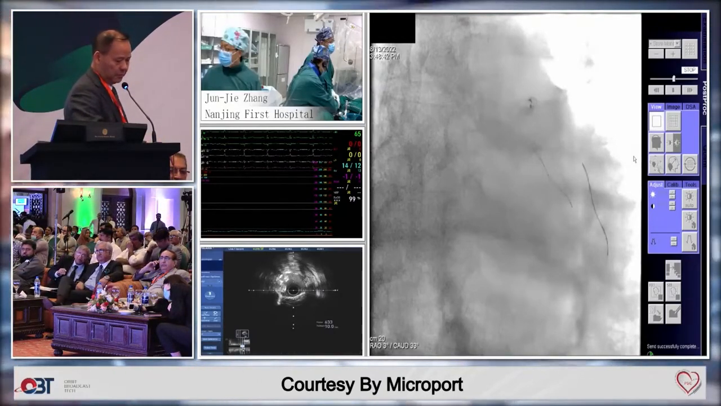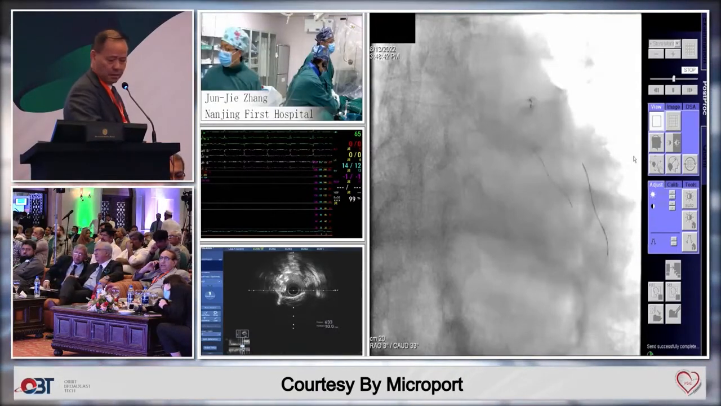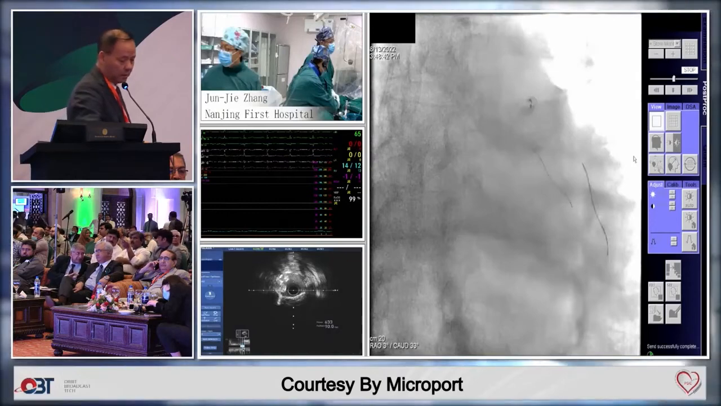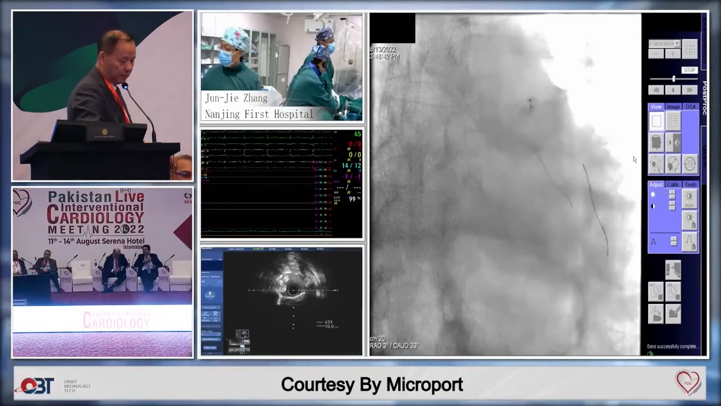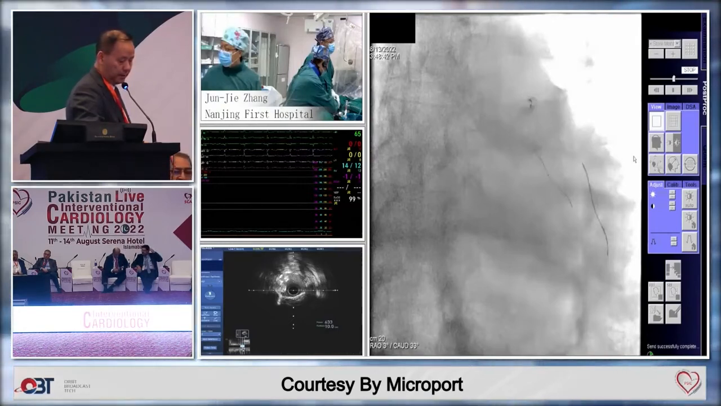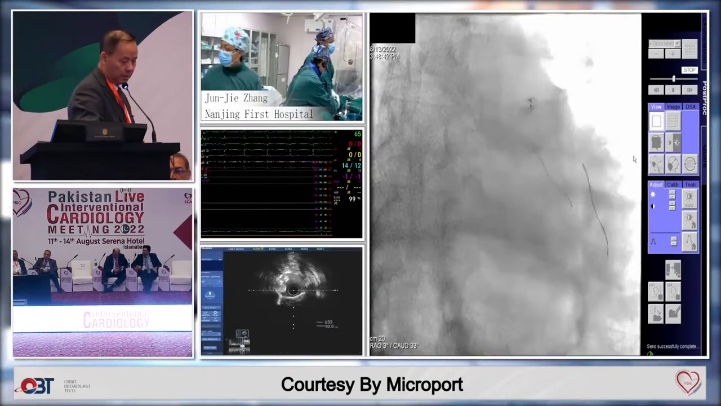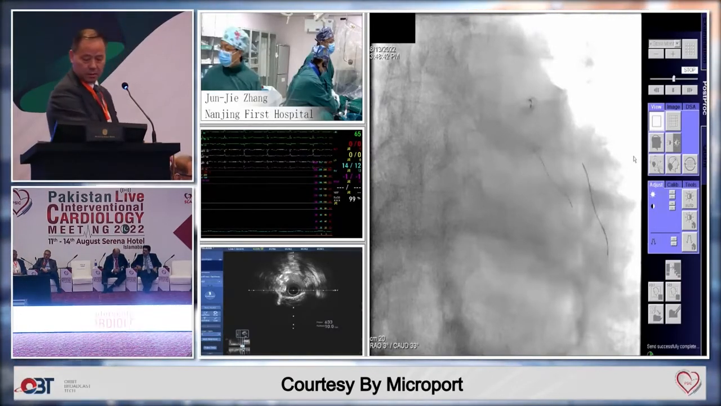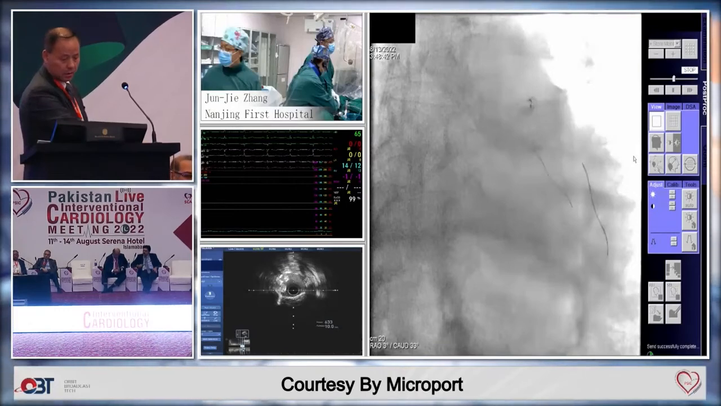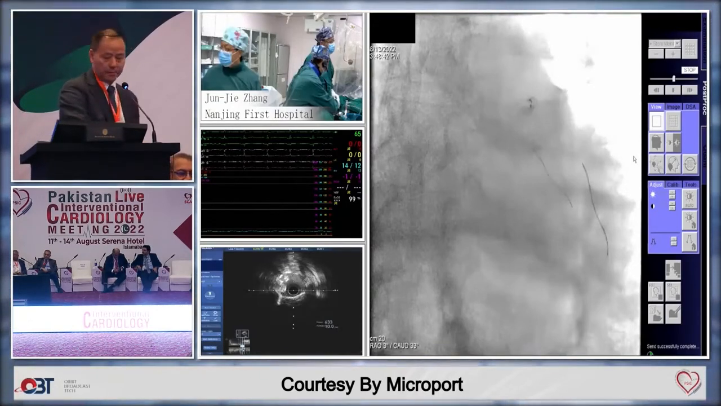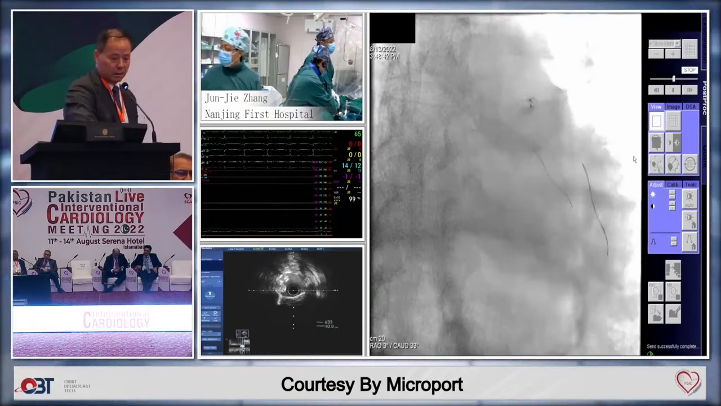So the RAD is 3.5. Can you play the image? Okay. So considering the circumflex stent is 2.75, I will use a 2.75 NC balloon.